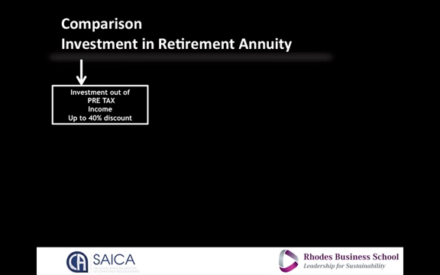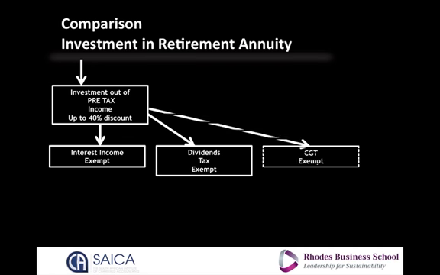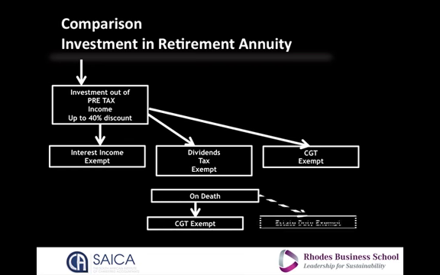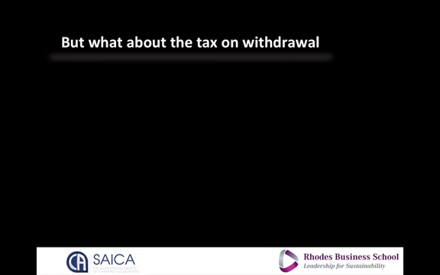If, however, you go through a retirement annuity, the benefit of the new flip over to dividends tax is that retirement annuities, pension funds and provident funds will not be subject to dividends tax. So you will get the annual discount on your contributions to a retirement annuity fund. Then the interest income will be exempt, the dividends tax will be exempt, and the CGT will be exempt. And then on death, you will get a CGT exemption and an estate duty exemption. Well, some may say, well, what about the tax on withdrawal?